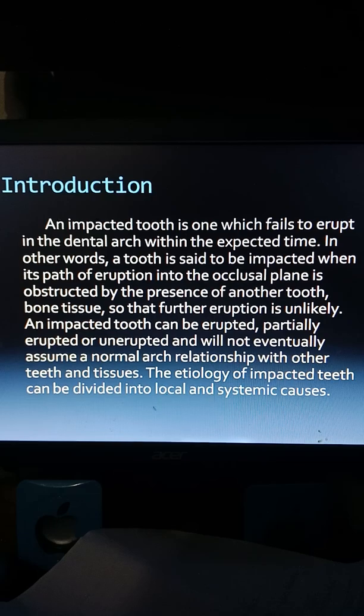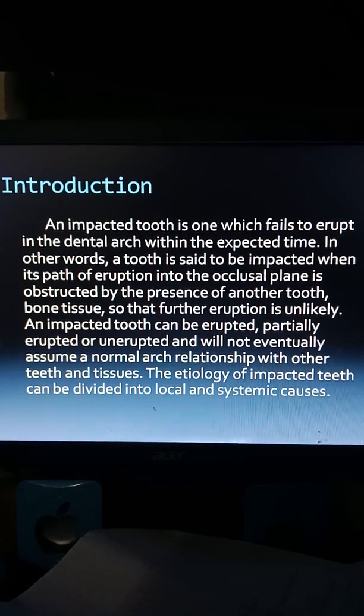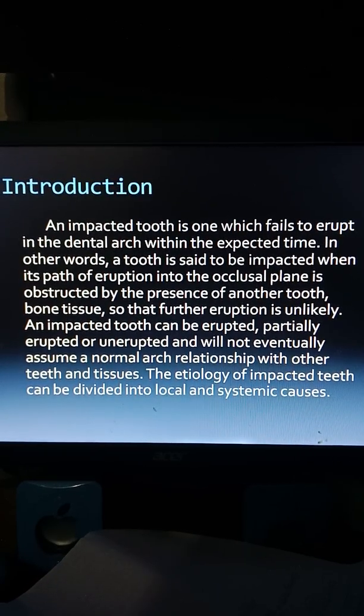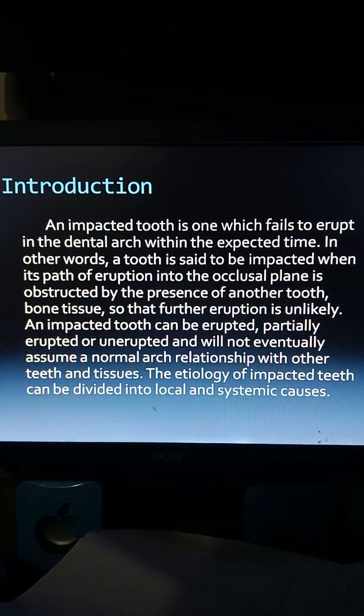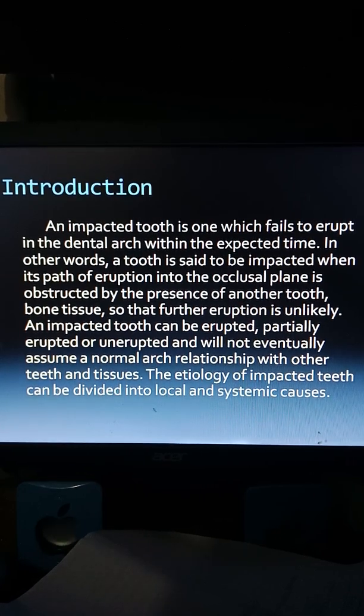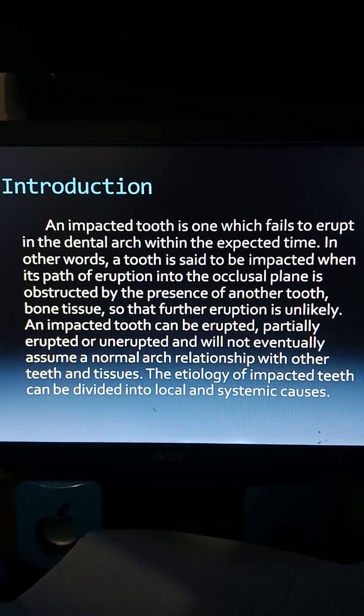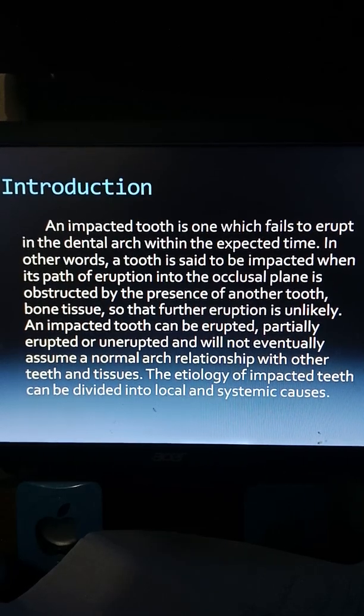Introduction. An impacted tooth is one which fails to erupt in the dental arch within the expected time. In other words, a tooth is said to be impacted when its path of eruption into the occlusal plane is obstructed by the presence of another tooth or bone tissue, so that further eruption is unlikely. An impacted tooth can be erupted, partially erupted, or unerupted and will not eventually assume a normal arch relationship with other teeth and tissues. The etiology of impacted teeth can be divided into local and systemic causes.